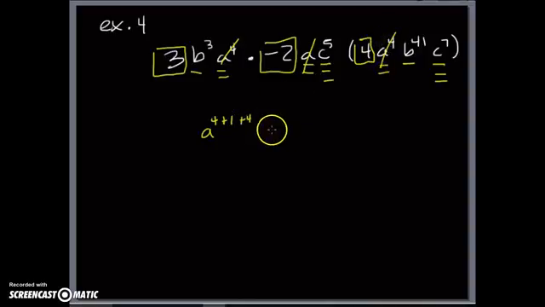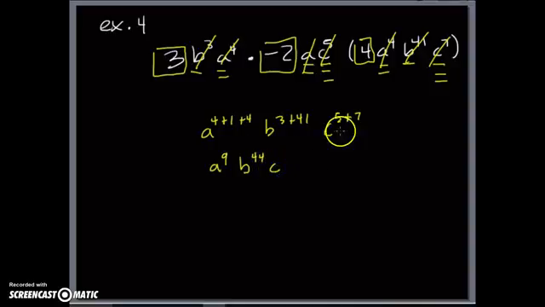And we've got another 4. Cross that out. Now for our B's, we've got 3. And that looks like a 41. And for our C's, we've got 5 plus 7. So we can go ahead and simplify this. We got 4 plus 1 is 5, plus 4 is 9, so we've got a to the 9th. We've got B, 3 plus 41 is 44. And we've got C, 5 plus 7 is 12.